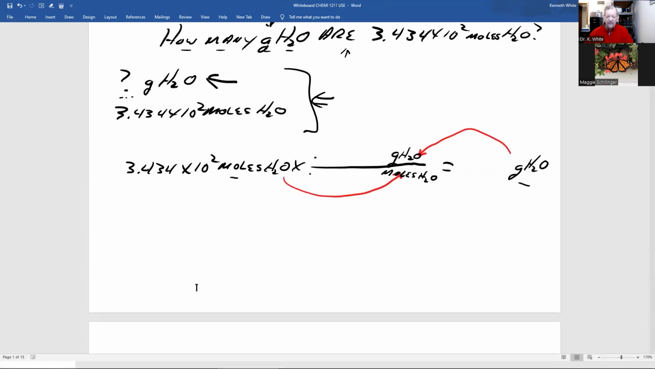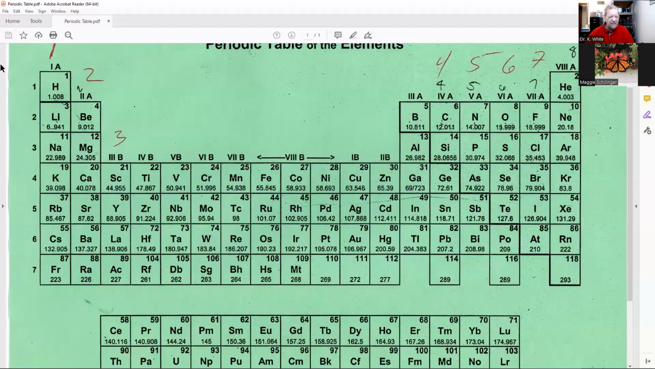So we now know for every 1 mole of water, that's equal to the molecular weight of water in grams. Well, how do we determine the molecular weight? MW is shorthand for molecular weight of water. Well, it's the sum of all atomic weights. There's 2 hydrogens, 1 oxygen: 2 times the atomic weight of hydrogen, 1 times the atomic weight of oxygen. Where do we find those atomic weights? From your friendly neighborhood periodic table.